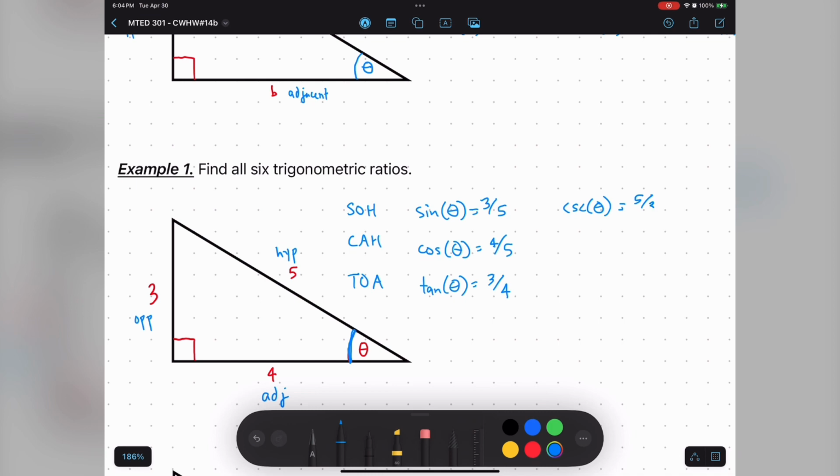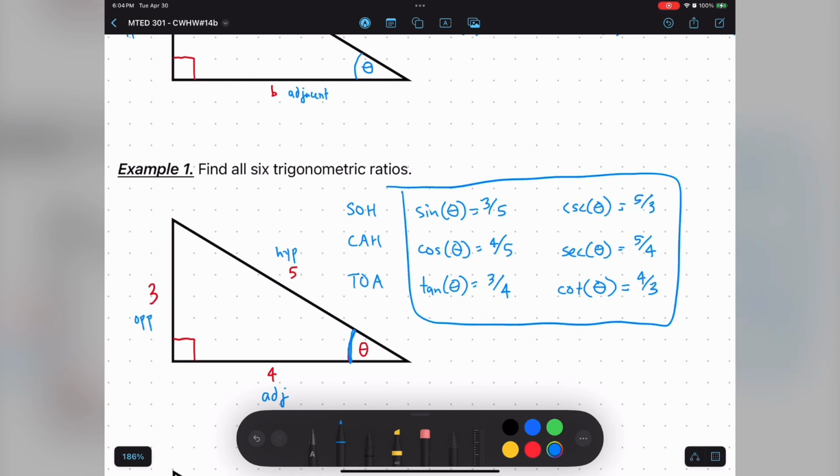For cosecant, I just flip the sine. For secant, I just flip cosine. For cotangent, I just flip the tangent ratio. And that is all 6 of the trig ratios for that triangle. Easy peasy lemon squeezy.